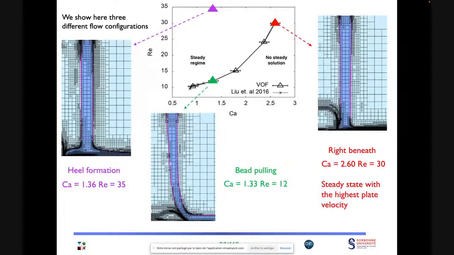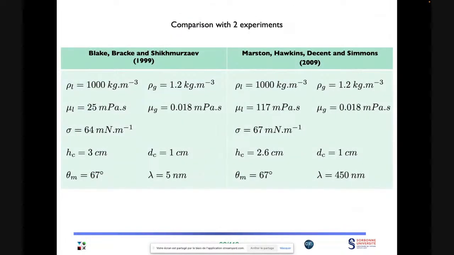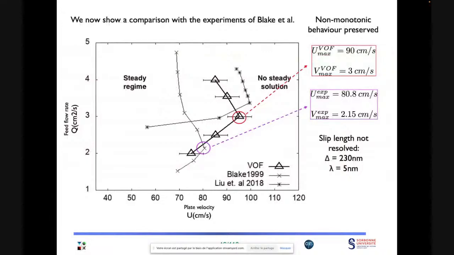So these are all the examples. We see different configurations in this diagram of capillary number based on the plate velocity and Reynolds number based on the flow rate. We have 3 different points with 3 very different geometries, but all of this works nicely. And then we decided to compare it to 2 other experiments, the Blake experiment again, now with a larger height, 3 centimeters, and the Marston experiment, which has the advantage of having a very large slip length. And so, again, it works nicely, but in that case, we perform a cardinal sin.